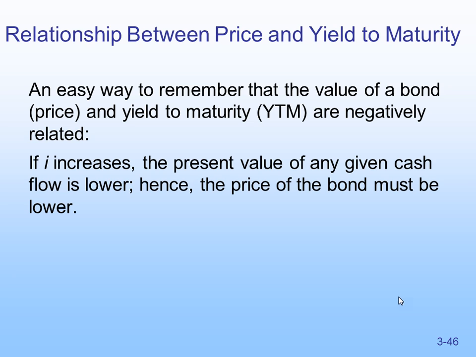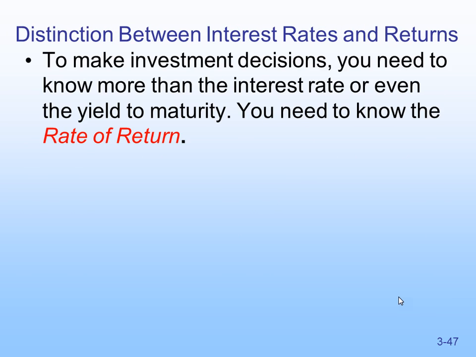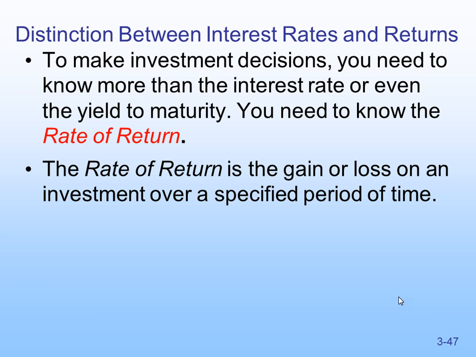Now, here's the thing. If you want to make investment decisions, actually you need to know more than even this. What do you need to know? You need to know what we call the rate of return. What is the rate of return? The rate of return is the gain or loss on an investment over a specific period of time. Now, it can be different from the yield to maturity if what happens? Do any of you know?